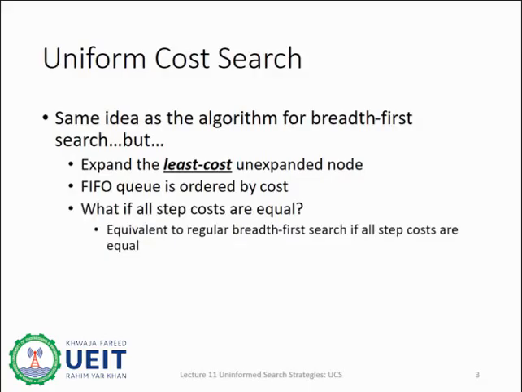As we are well aware, breadth-first search uses a queue data structure. Being an extension of BFS, UCS also uses a queue data structure, but nodes are inserted based on their cost information. Thus, the FIFO queue is ordered by cost. If all step costs become equal, then UCS will work like BFS, as there will be no node that will have cost priority over another.